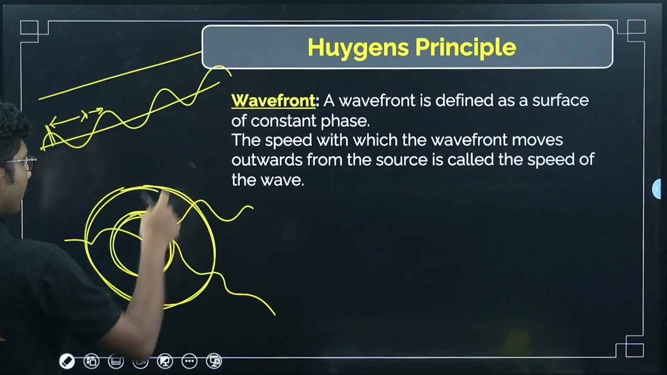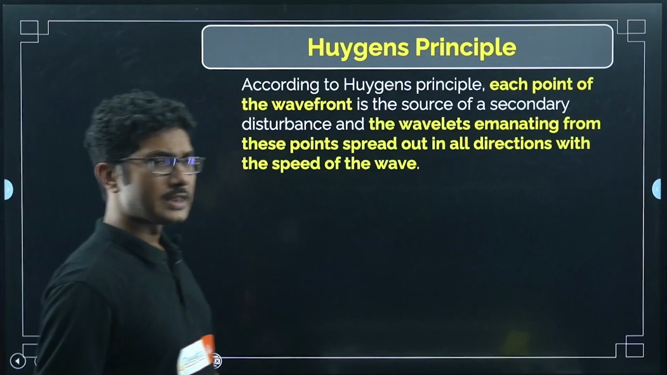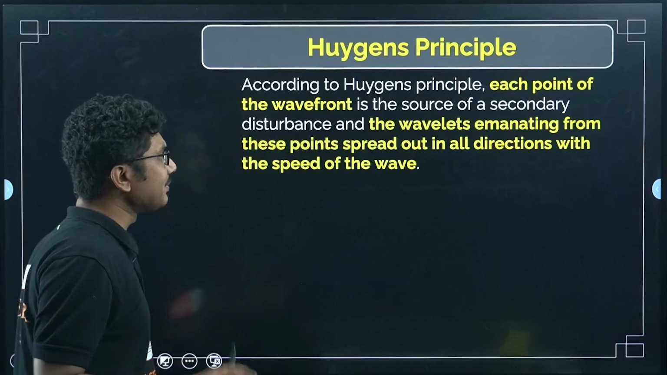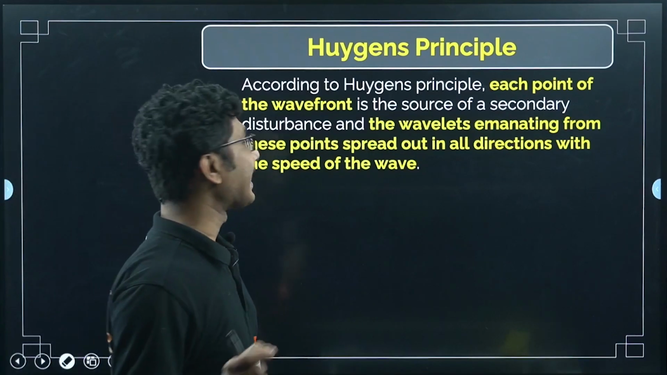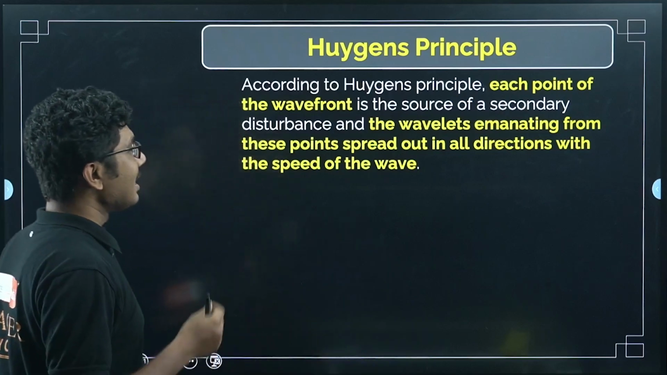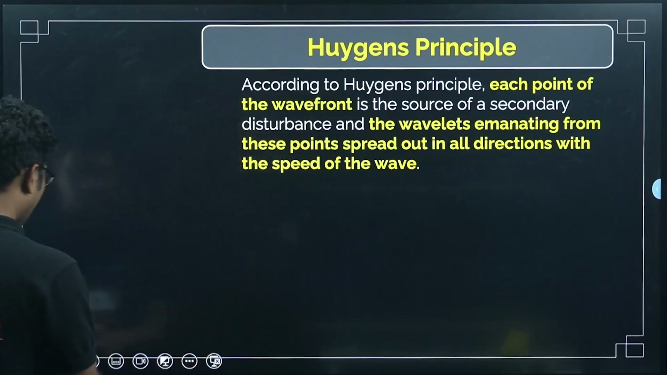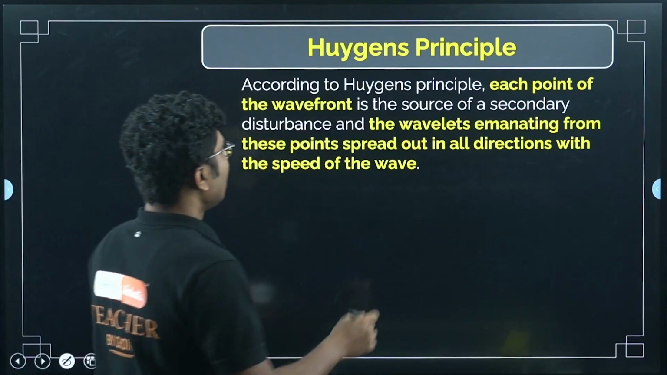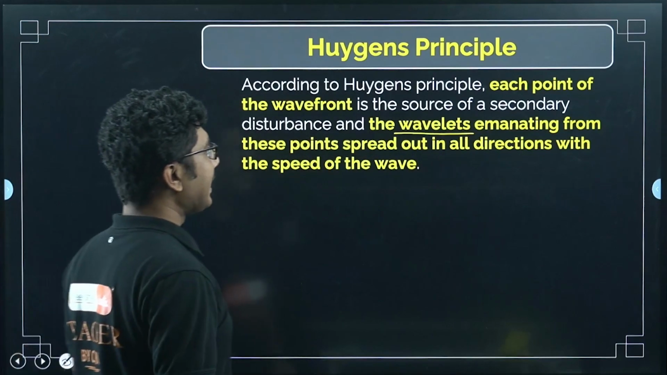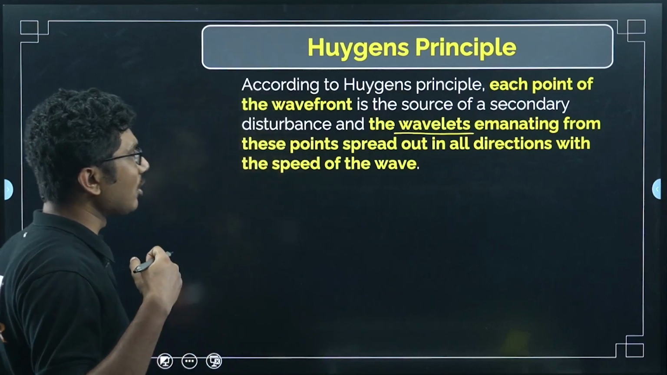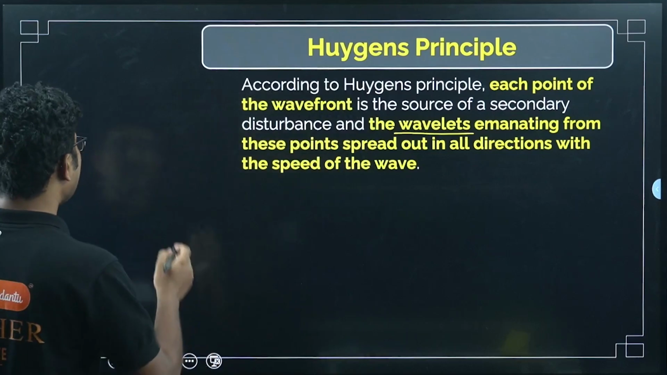Let me erase this outer one. Now let's look into the Huygens principle. According to Huygens principle, each point of the wavefront is a source of secondary disturbance, and the wavelets, wavelet means children waves, children wavefront, emanating from these points, emanating means emitting, spread out in all directions with the speed of the wave. Now I will give you a basic idea about Huygens principle.